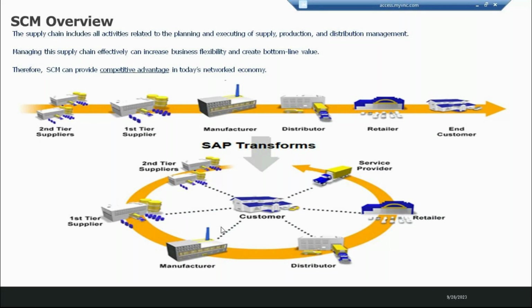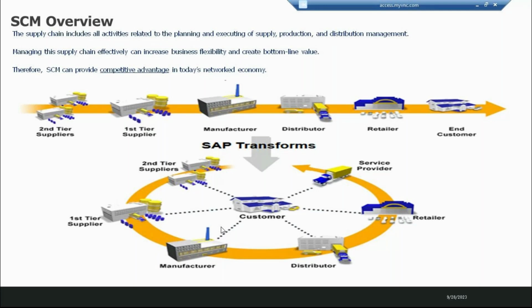Generally, if you take any organization, they are going to do a lot of activities. They are doing sales, manufacturing, procurement, and some plant maintenance. So there are a lot of activities in any organization. Like that, in any organization, there is one activity called SCM, supply chain management.